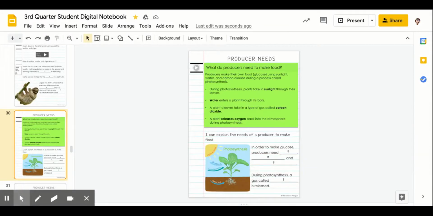Hey, Ultimus Flores. So today we're going to be talking about producers, consumers, and decomposers, and how they are very important to ecosystems, to our food chain, and their different roles. So first, let's talk about producers.